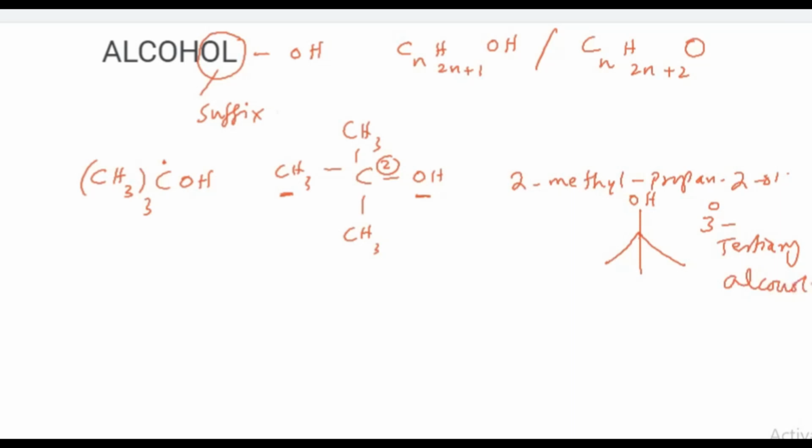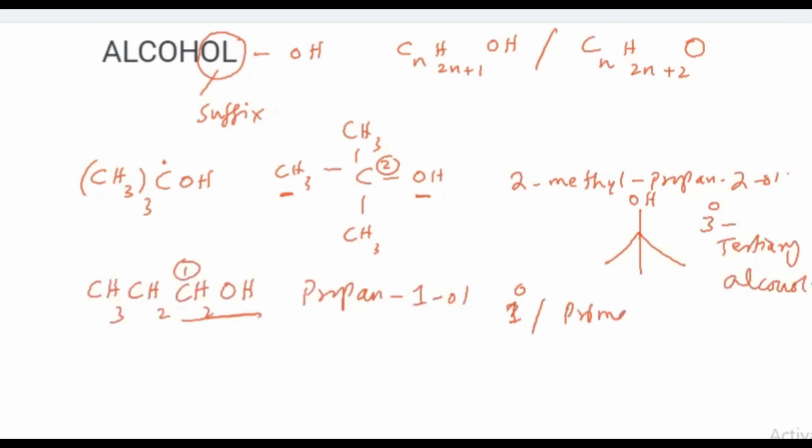Then, if we have another compound, like CH3, CH2, CH2OH, this is propan-1-ol. And CH2OH, like CH2Cl, this is 1 degree or primary alcohol. Then there is another compound. So you can say that this is the skeletal formula of propan-1-ol.